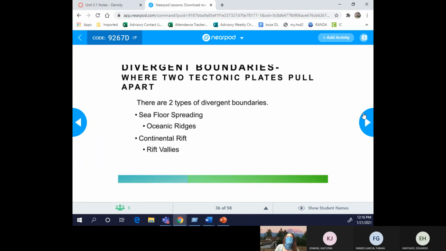All right, so we're going to talk about a couple different divergent boundaries now. We have seafloor spreading, which creates oceanic ridges or mountains, and then we have continental rift, which creates rift valleys. The only difference between these two is one is above water, one is below.